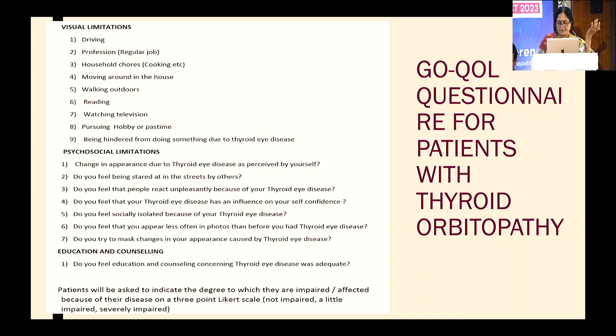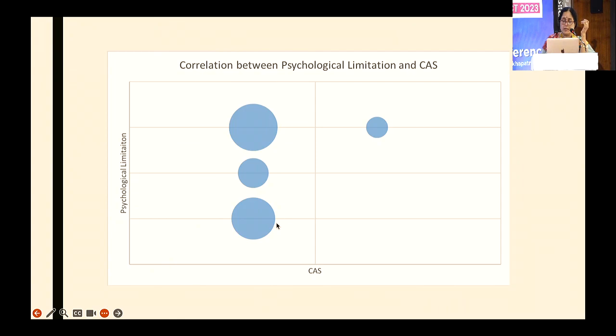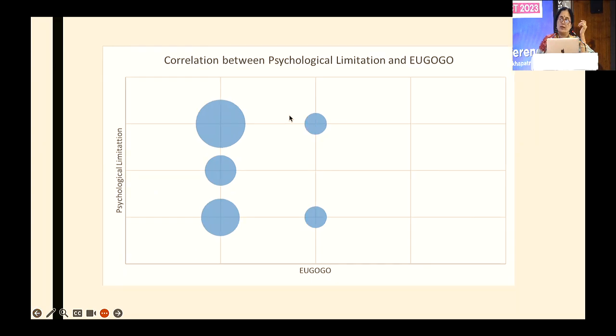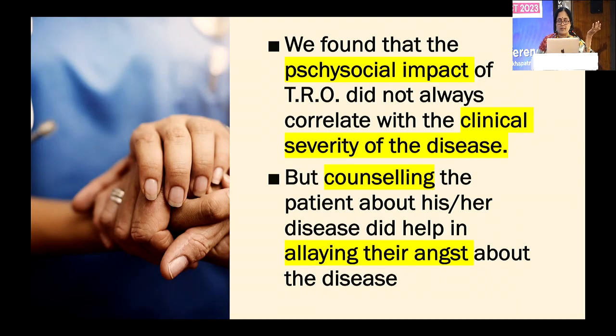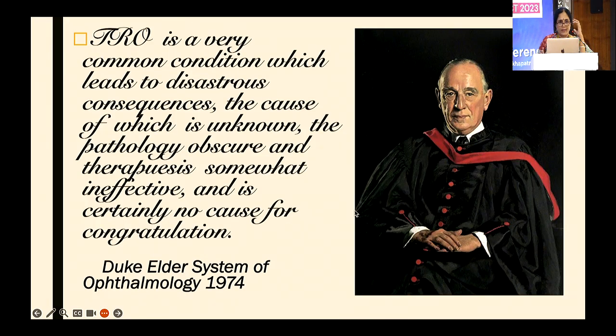And then we also asked a question whether educating them about their disease helped them to overcome their sadness about what they had. So when we plotted a scatter plot, we saw that though the CAS activity was not much, the psychosocial limitation was much more. Same with UGOGO and with VISA also. So we found that the psychosocial impact did not always correlate with the severe CAS scores. People with just lid retraction, people with a change in their appearance did perceive the severity of the disease in their mind, not graded by us as a CAS score. But counseling did help them, and therefore we feel that this requires to be addressed and included in the classification.